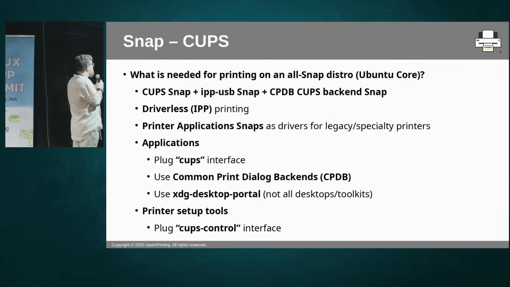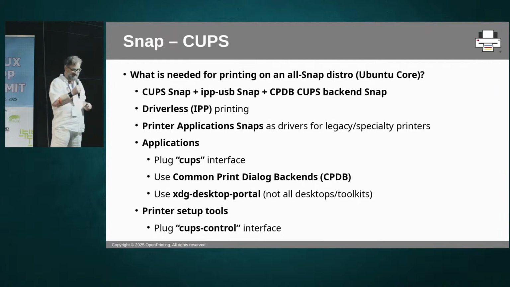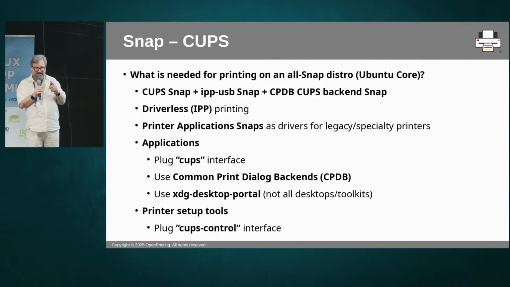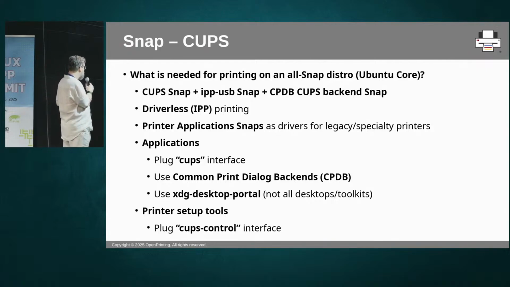And we also need, but this snap is not completed yet, the CPDB cups backend snap. This is a snap which contains a backend so that modern print dialogs can communicate with cups. And with this, we have everything for driverless IPP printing.